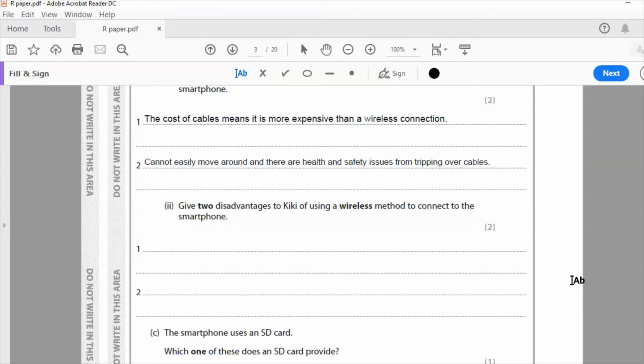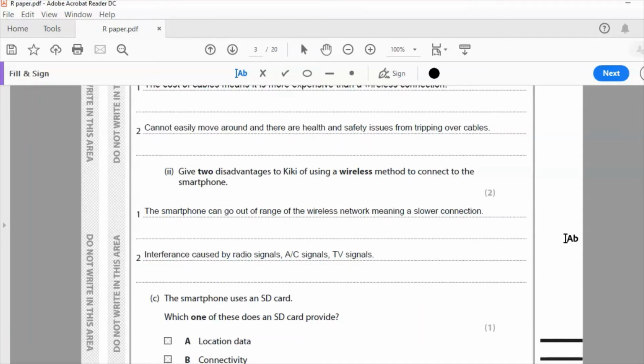That's 2 marks. Number 2, give 2 disadvantages to Kiki of using a wireless method to connect to the smartphone. So for here, you're looking at typical questions for wireless networks, disadvantages of it. When you've got a low signal, you're out of range of your router, you're going to get a small signal. If you've got a lot of people using it, you're going to get lower bandwidth. You've also got less security.